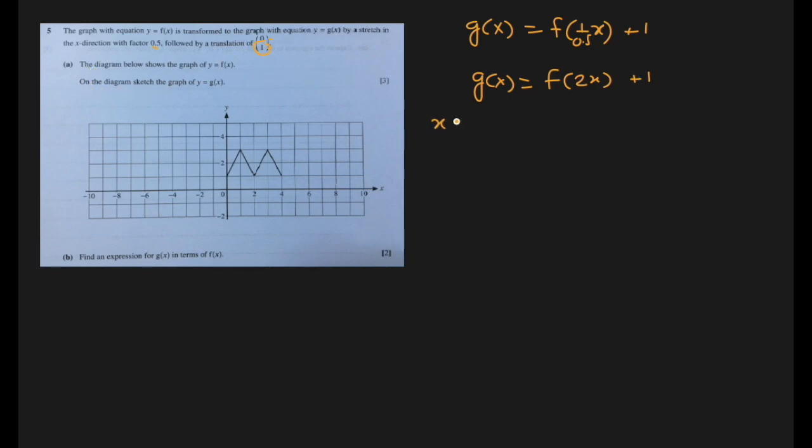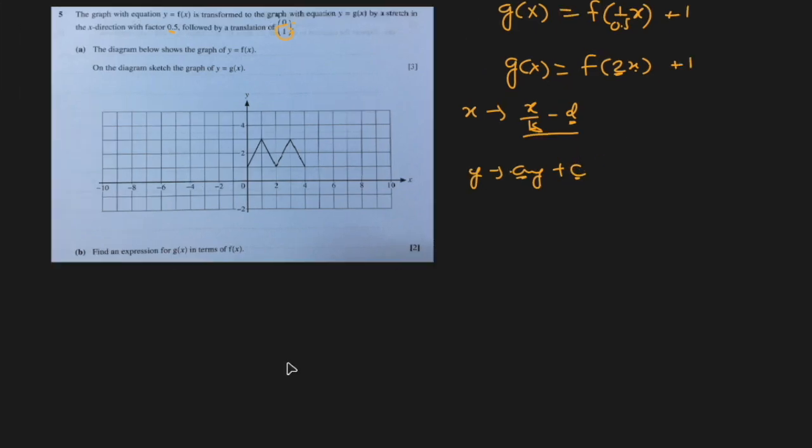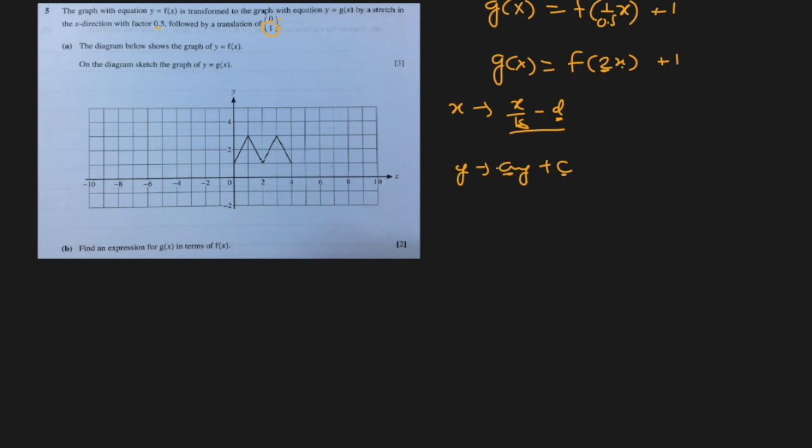So you should know that x becomes x over k minus d and y becomes ay plus c. What is k? K is the coefficient of x. D is the horizontal translation, but there is no translation here, so that means this will be useless. And here A is the coefficient of f, the one which is vertical stretch or compression, there is none. So this is 1 in this case. Y will be the original y, and C is the vertical translation in direction of y. What is the translation? And this is plus 1 in this case. Let's write them one by one.